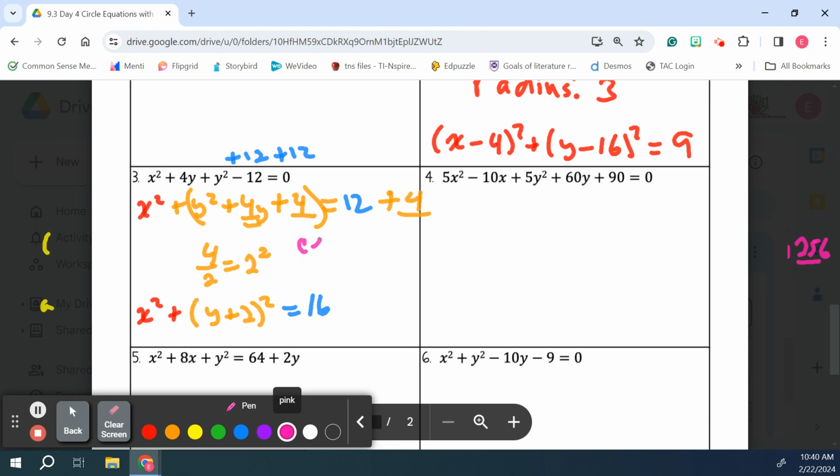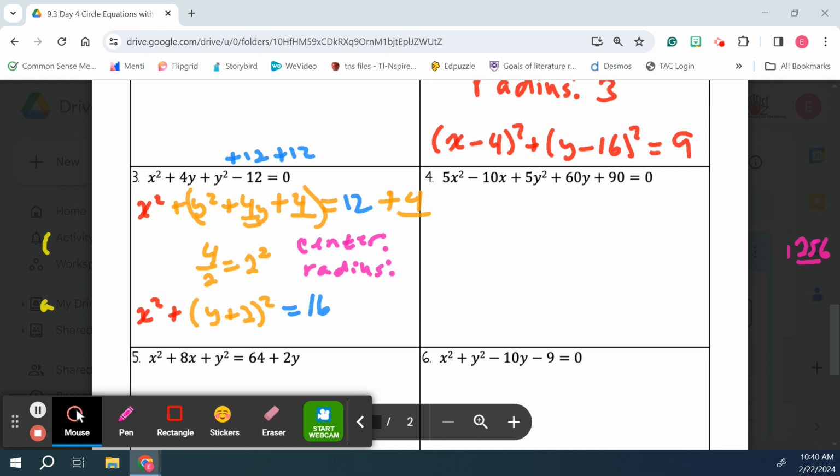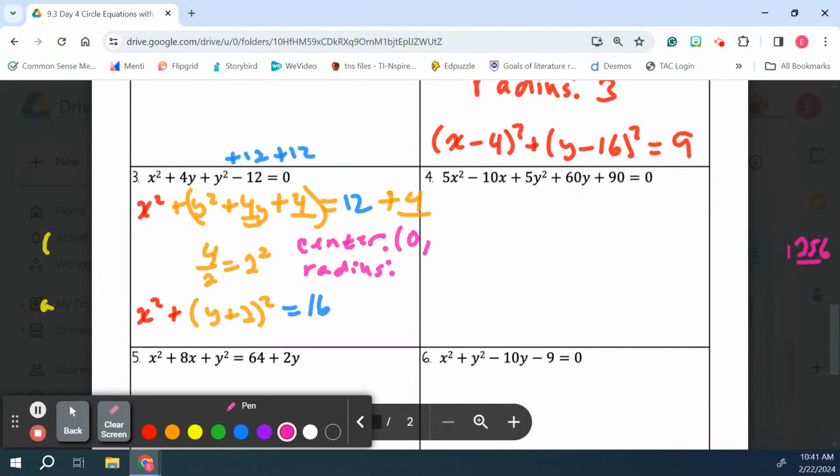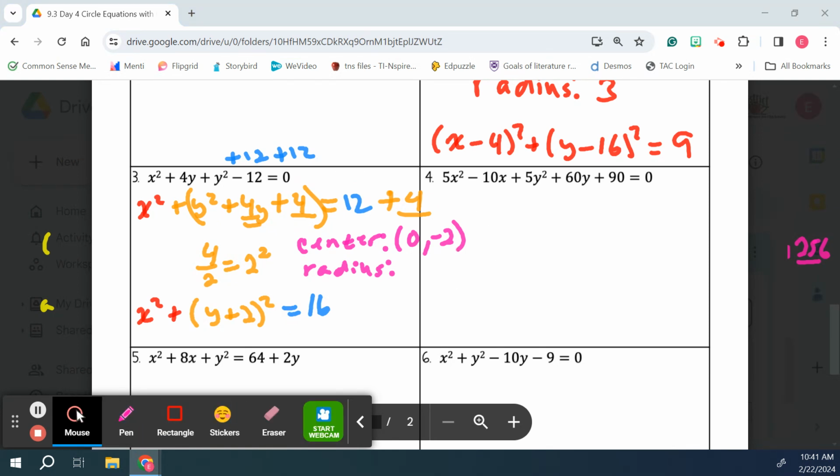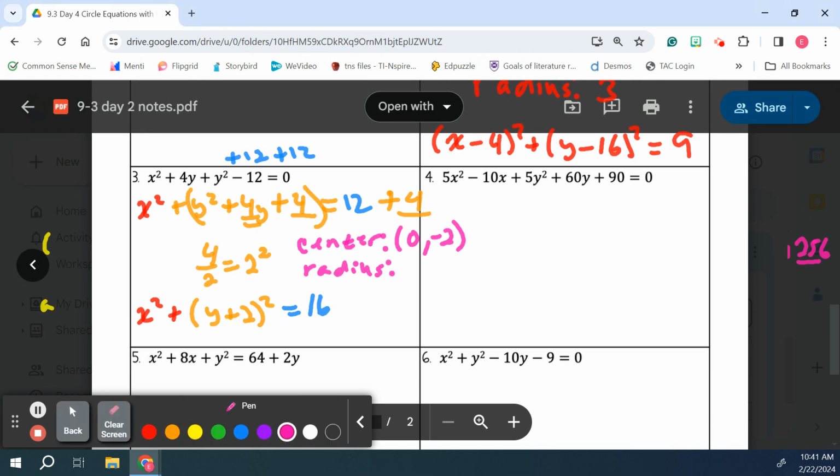Okay, someone tell me, what is the center and what is the radius? Let's see. Connor, what's the center? 0, not 2, it's close. Negative 2. Remember, think opposites. If it's positive, it's negative because our standard form is negative. Okay. And then the radius, Rebecca, what's the radius? 4.